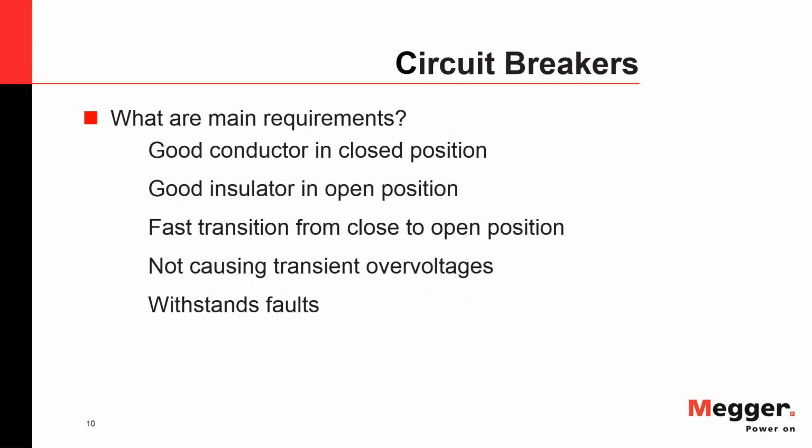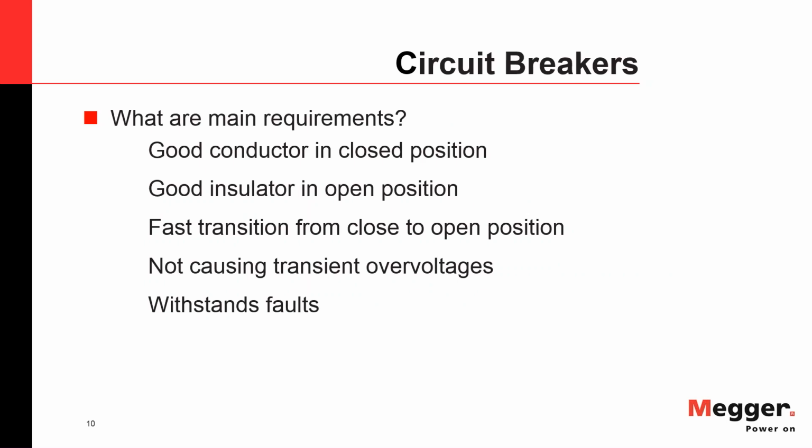So what are the main requirements? It sounds trivial, but it's pretty much essential to understand these functions to understand what tests you are doing with the circuit breaker. In the closed position, of course, it should be a good conductor. Ideally, zero resistance, but that's not possible. So at least minimize the losses that you have in operating conditions. The lower the contact resistance is, the less heat is being dissipated.